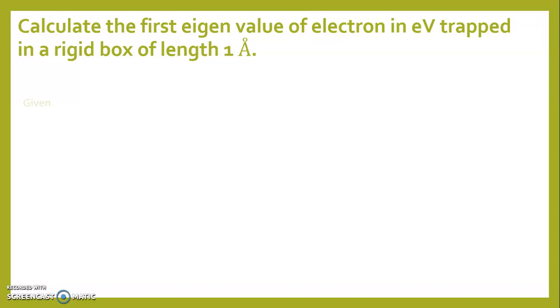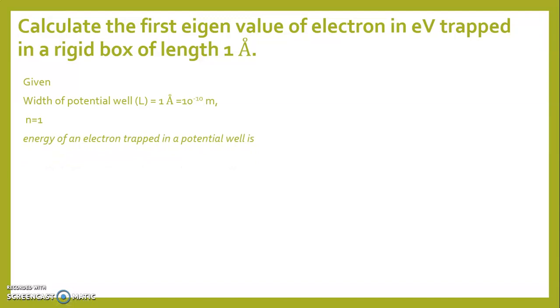So what is given? Given is the width of the potential well, which is 1 Angstrom. The L is 1 Angstrom. So convert into meters. It will be 10 raised to minus 10 meters. And for the first eigenvalue, n is equal to 1.